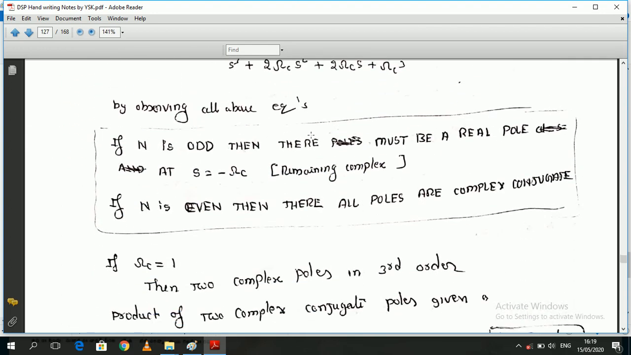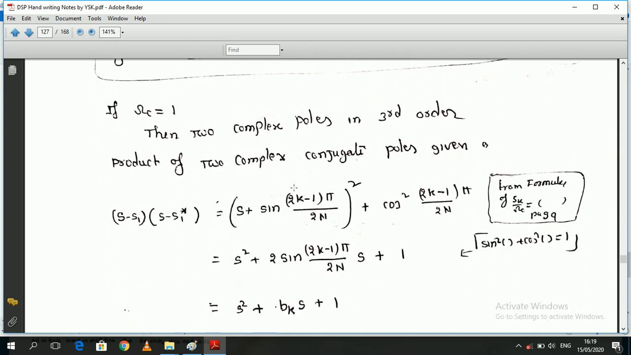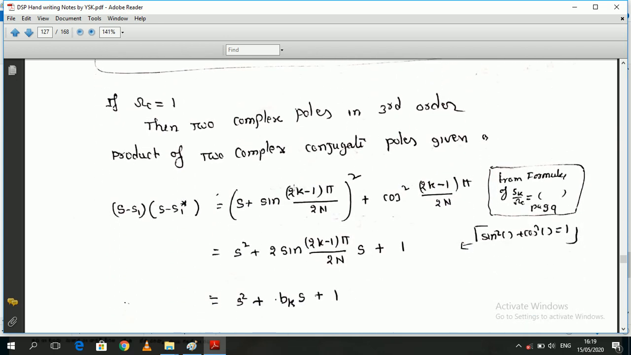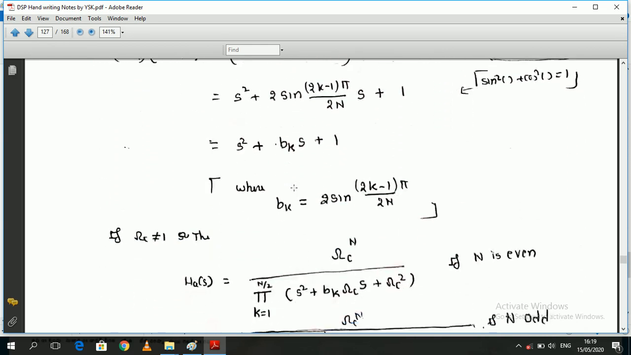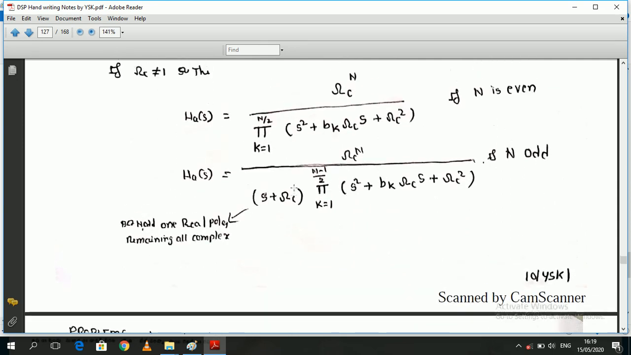If n is odd, then there must be a real pole at s equal to minus omega c. The remaining poles are complex. If n is even, then all poles are complex conjugates. These are the main valid points, you just remember them. If omega c equal to 1, then for the third order, there is a product of two complex conjugate poles, given n. See this, where b_k equal to 2 sine((2k minus 1) pi by 2n). Finally we get the formulas for n even and n odd. So these are the formulas.